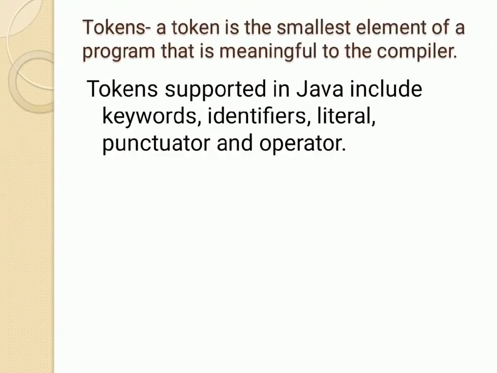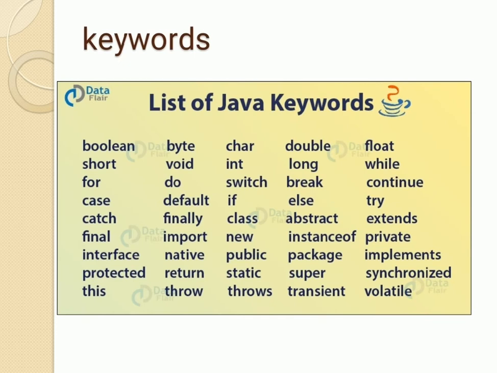Next we have tokens. The basic elements in Java are known as tokens. The smallest individual element of a Java program that is meaningful to the compiler is known as a token. You can break a Java program into tokens. All the tokens of a program are together known as token sets. The tokens supported by Java are keywords, identifiers, variables, constants, literals, operators, and punctuators or separators.